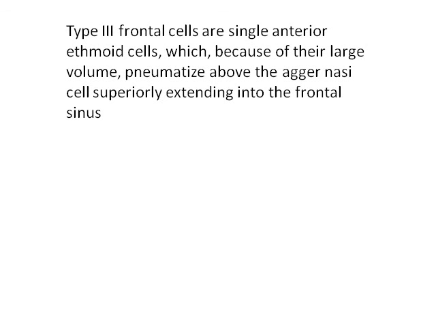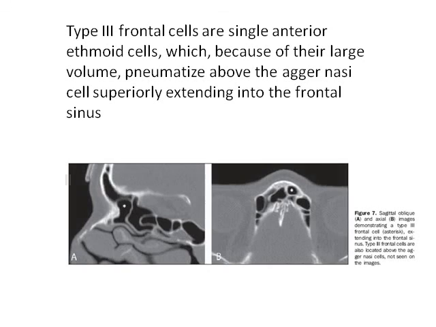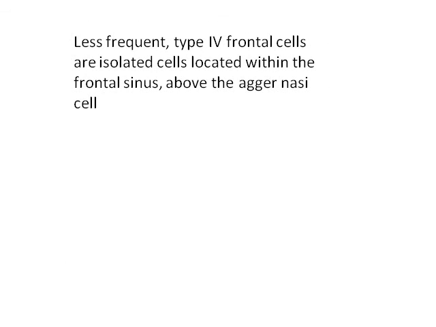Type 3. These are single anterior ethmoidal cells which, because of their large volume, pneumatize above the agger nasi, superiorly extending into the frontal sinus. This is the type 3 frontal cell, single, located above the agger nasi and extending into the frontal sinus.